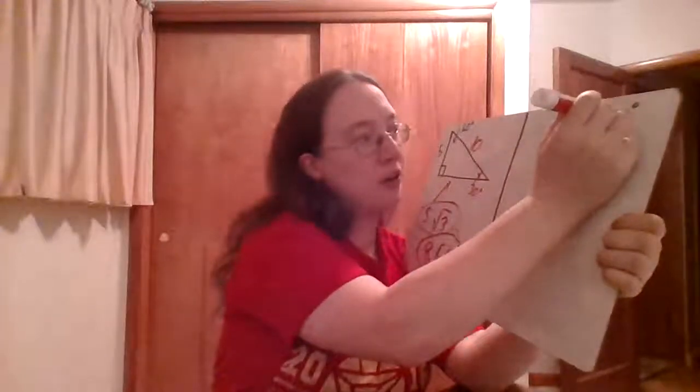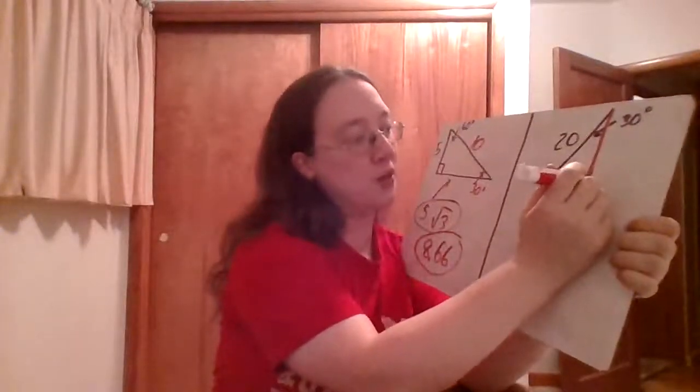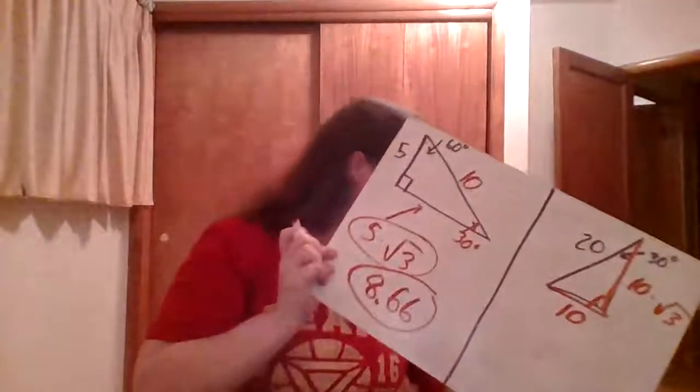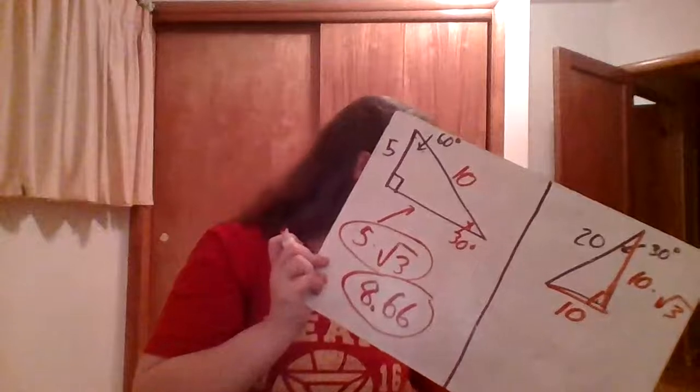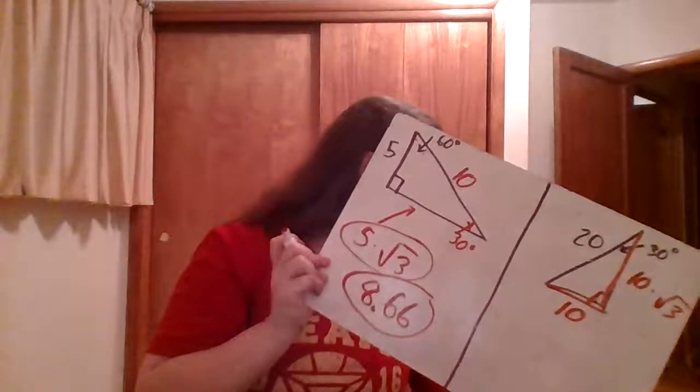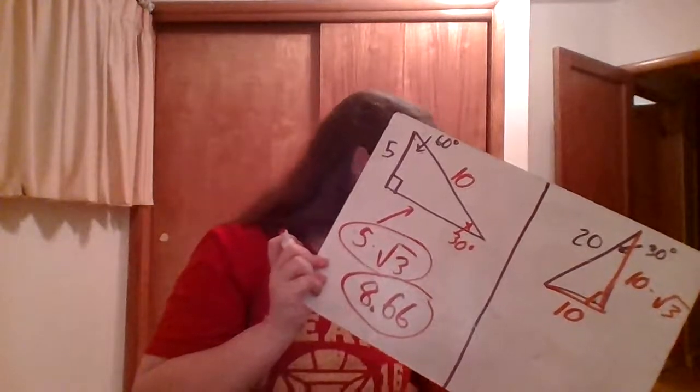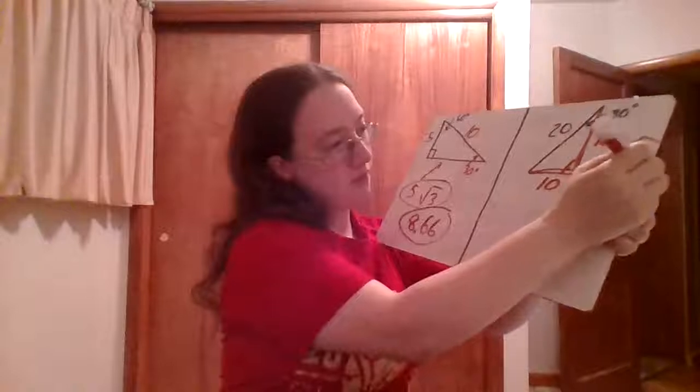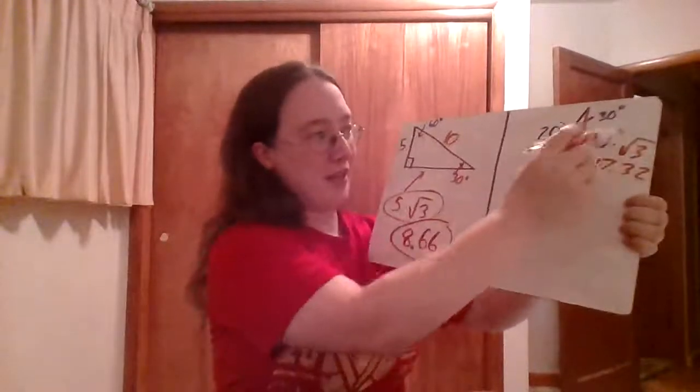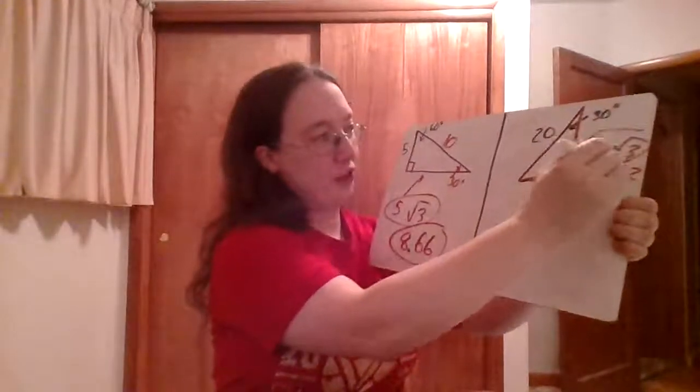And then our longer leg is our shorter leg times the square root of 3. And again, it's okay if you leave it like that, or if you take 10 times the square root of 3, you get about 17.32-ish. So again, back of the book will probably have this. This is also okay.